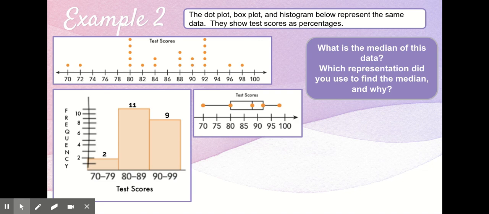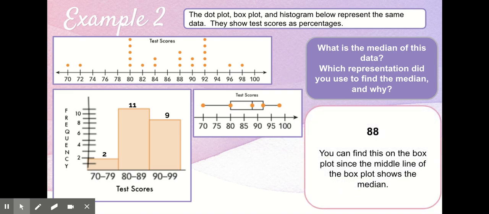What is the median of this data? Which representation did you use to find the median and why? You could find the median using the dot plot by going through and crossing out the dots one at a time, or you can simply look at the box plot. If all of these values were listed clearly, you could see that the median is 88. You can find this on the box plot since that middle line of the box plot shows the median.